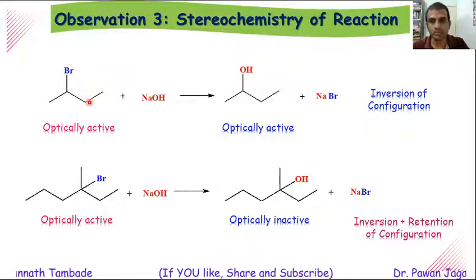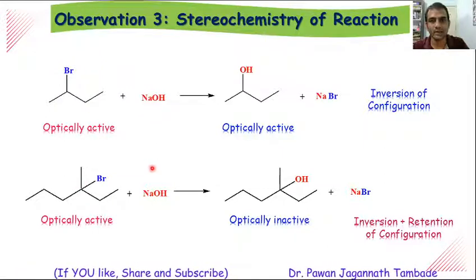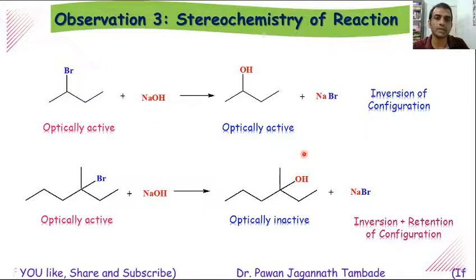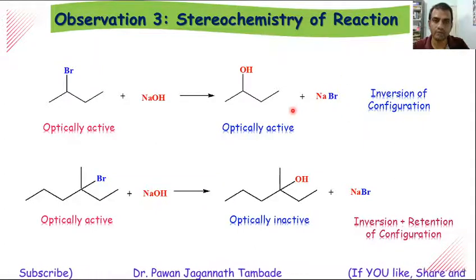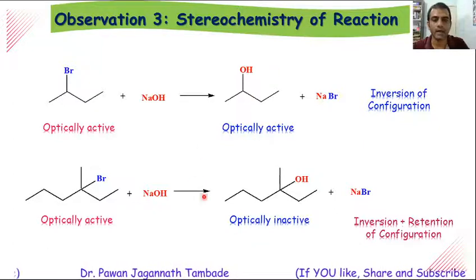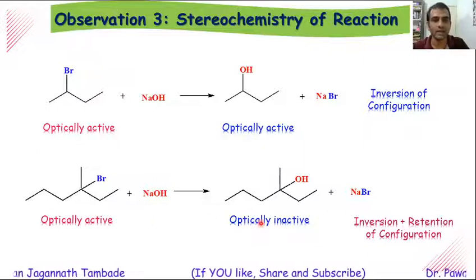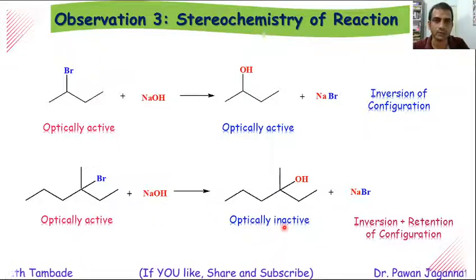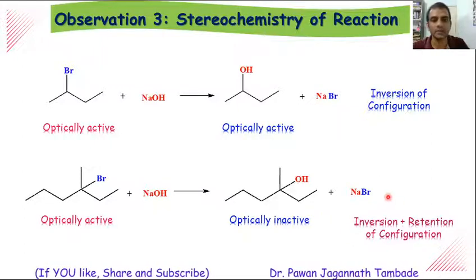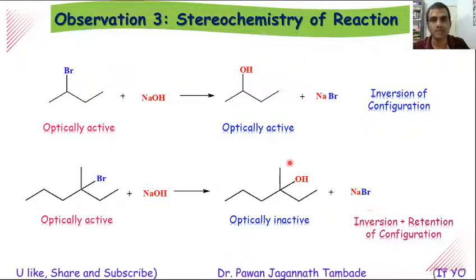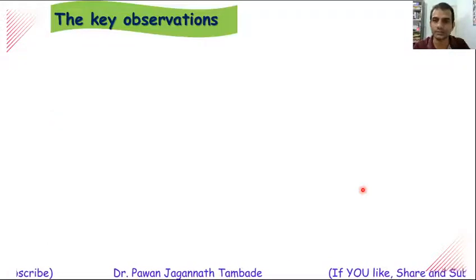So in both of these cases, our starting material is more or less same, the nucleophile is same, but the outcome of reaction is different. In one case there is an inversion of configuration, we will get an optically active product, and in another case when we start from an optically active substrate, we are getting an optically inactive product. There is 50% inversion and 50% retention of configuration. So this is the practical observation in nucleophilic substitution reactions.